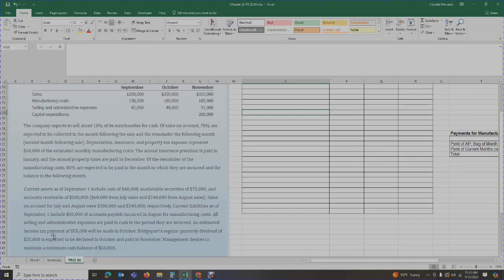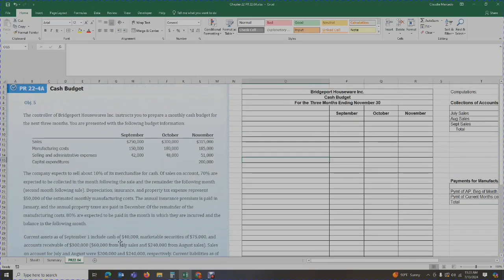An estimated income tax payment of $55,000 will be made in October. So we need to consider that when we do our calculations for the month of October. Bridgeport's regular quarterly dividend of $25,000 is expected to be declared in October and paid in November. So that's going to be something that's going to be impacting our November numbers. Management desires to maintain a cash balance of $50,000 per month. So we're going to see if that's something that's going to happen or not based on the data being provided.